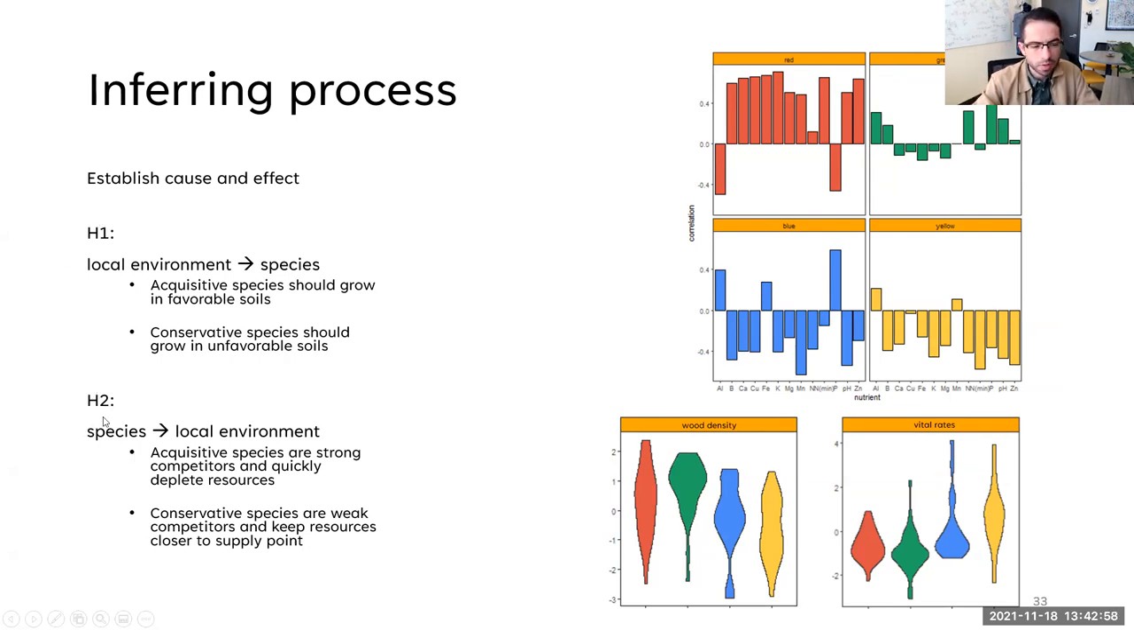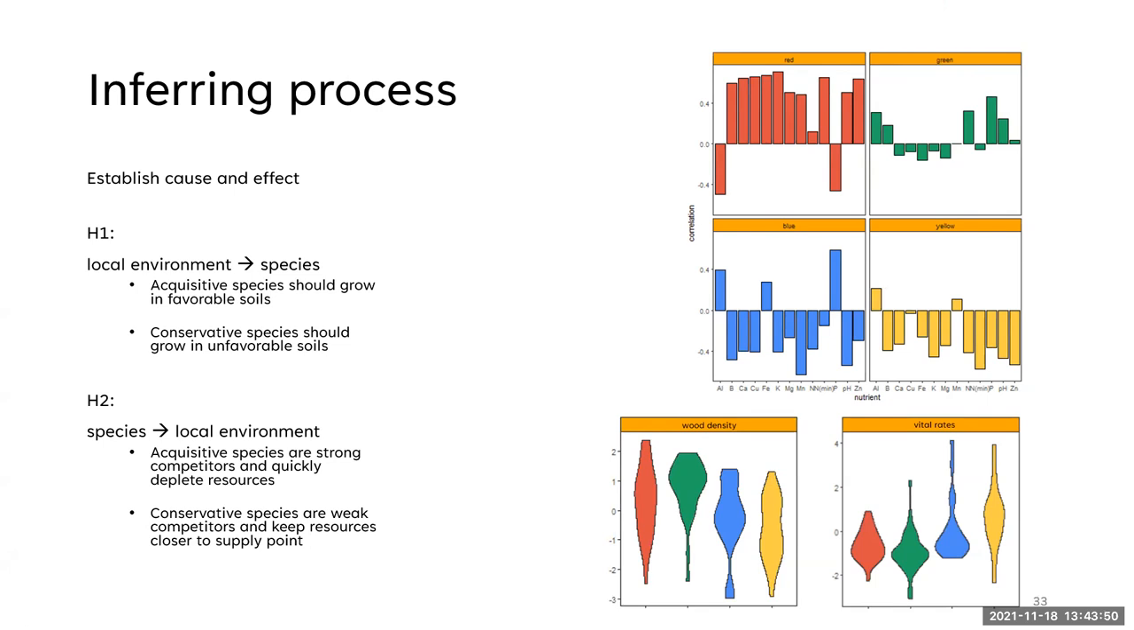Hypothesis two, actually, the species modify the local environment. Acquisitive species are strong competitors. They are very good at drawing resources, and therefore they quickly deplete the resources where they grow. Conservative species, by comparison with acquisitive species, are weak competitors, and therefore less good at absorbing resources. They keep the resources closer to the supply point of the resource. We're assuming here that the resources have a supply point. So which of the two hypotheses is the pattern that I'm finding supporting, H1 or H2? Or neither, but they're opposite to each other, so.